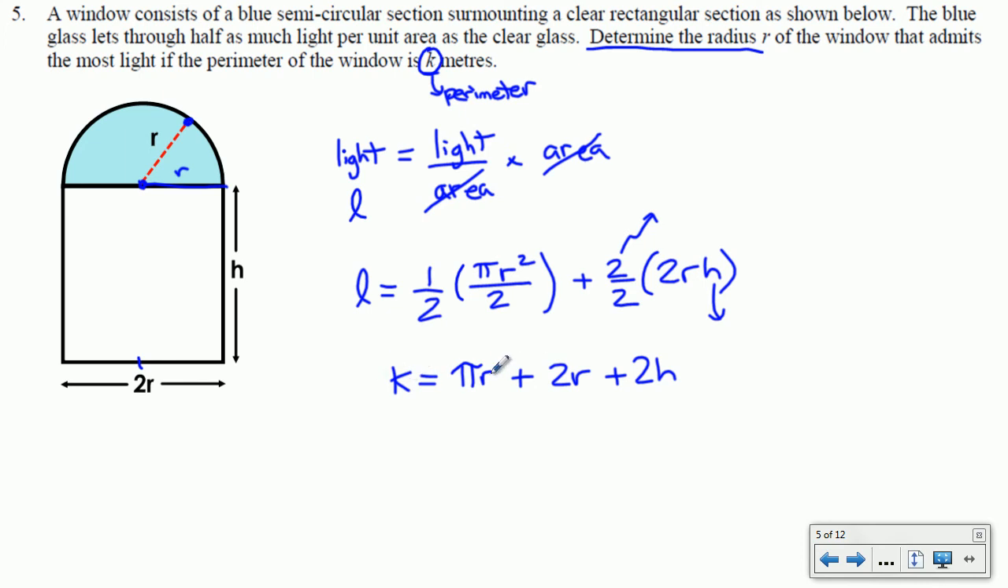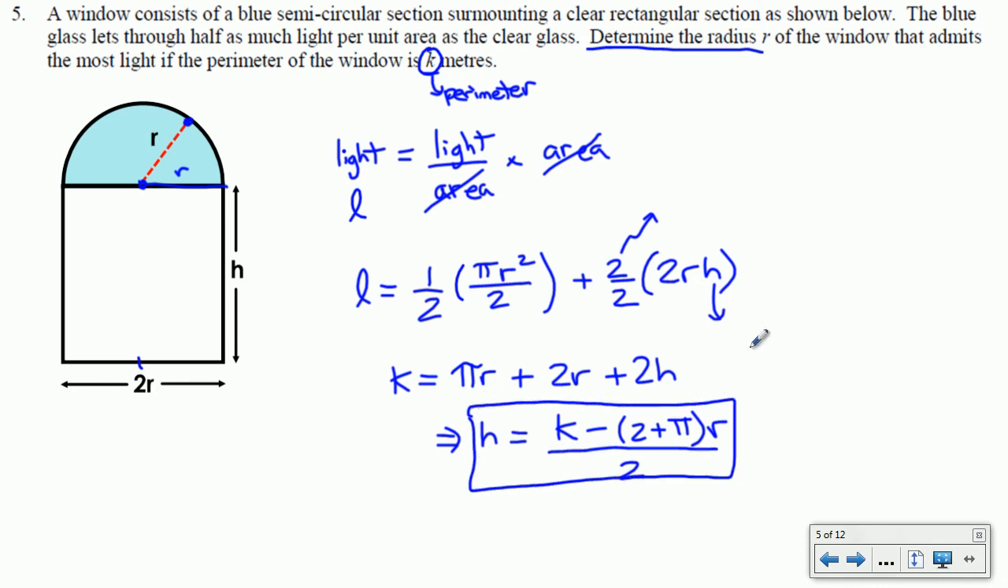It would be a little bit tricky to solve for r because I have two of them, so it might be simplest for me to isolate for h with this equation and then sub it in there. So let's go ahead and isolate for h here. So h is going to be k minus (2 plus pi) times r. I've just factored out an r from pi and 2, and that's going to be divided by 2. So everywhere I see an h in this equation above, I'm going to sub in this expression.